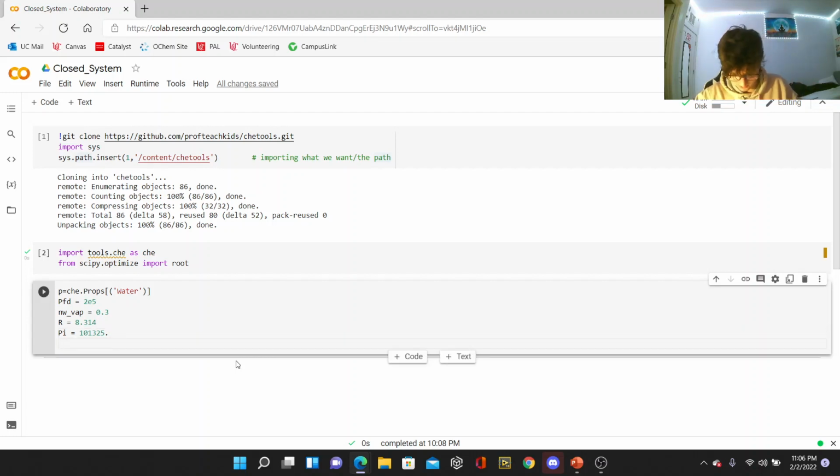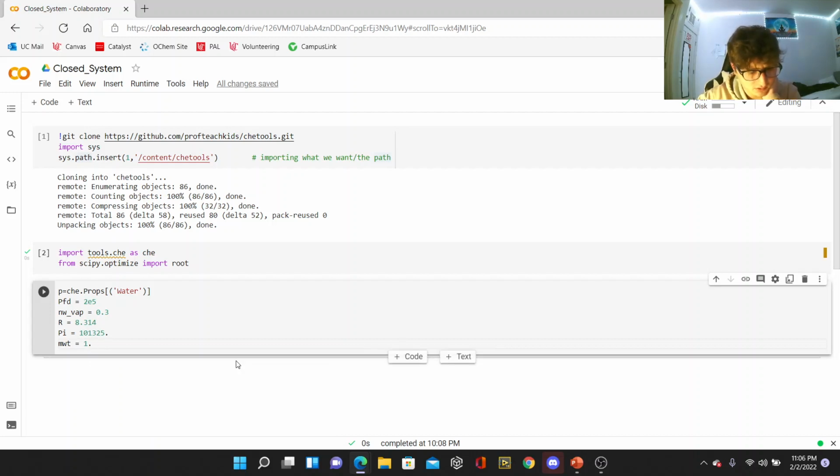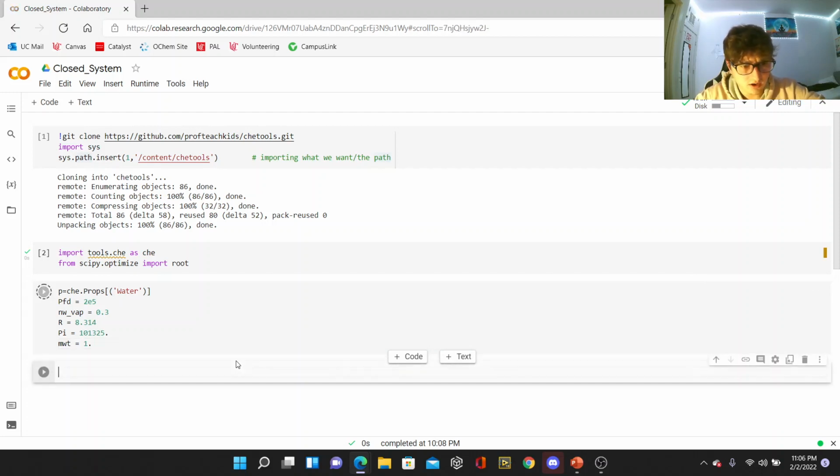And then we also have the mass of water total equals 1 point. And I believe that that is it for that section. And I think that we're ready to start putting.